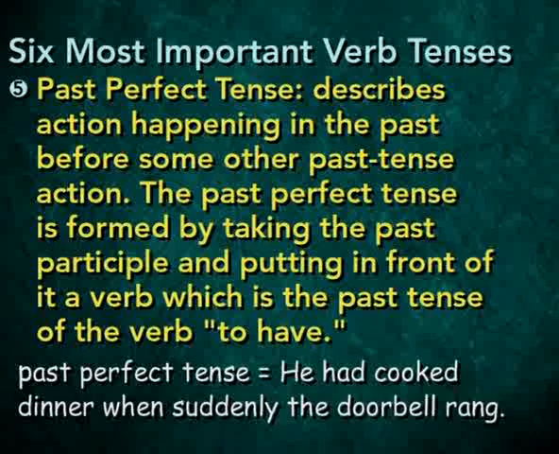So the ringing of the doorbell is described in the past tense, while the past perfect tense is used for the cooking of the dinner. Remember, the past perfect tense describes action happening in the past before some past tense action. So the sentence correctly says, he had cooked dinner when suddenly the doorbell rang. The correct sequence of events is clearly explained by the two different tenses that are used in that sentence.